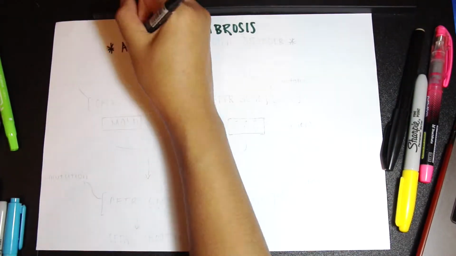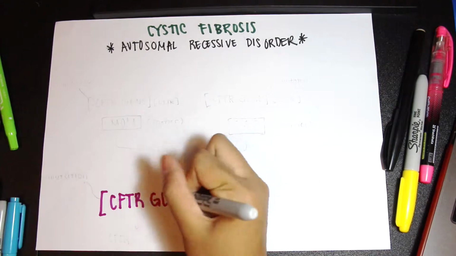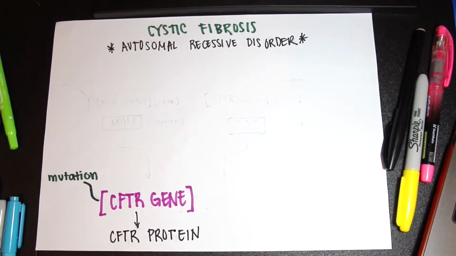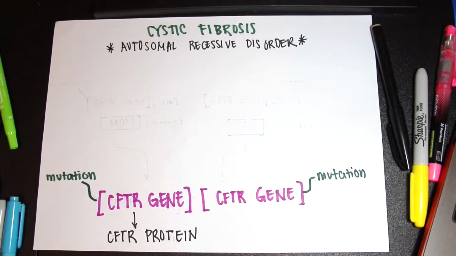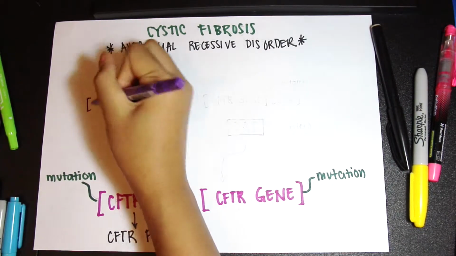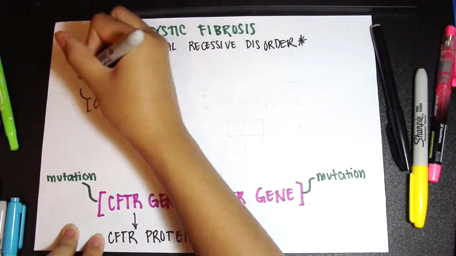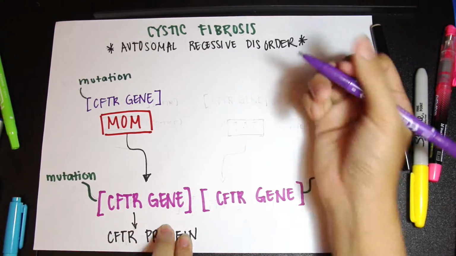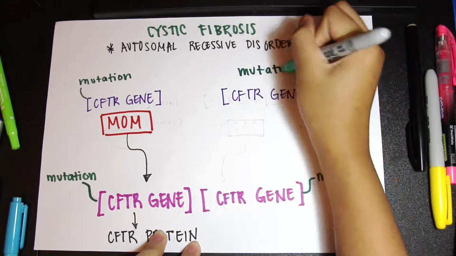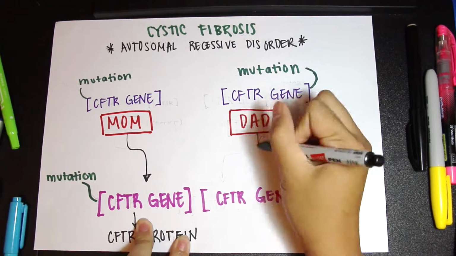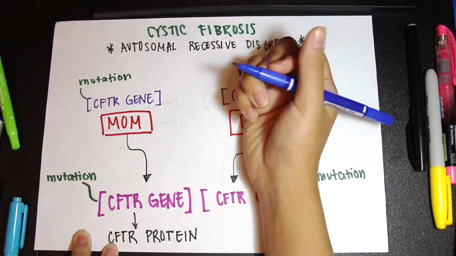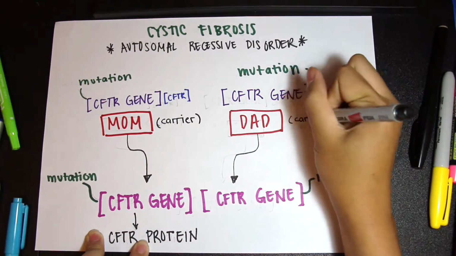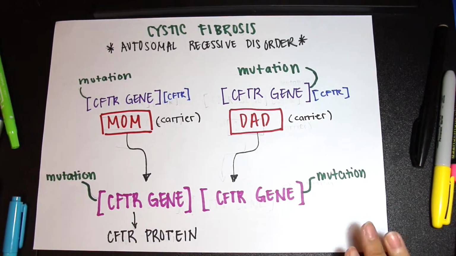CF is an autosomal recessive disorder involving the CFTR gene. It encodes the CFTR protein. CF develops when there's a mutation in a CFTR gene. But because it is autosomal recessive, you need to inherit two mutated CFTR genes, one from mom and one from dad. Now, if mom and dad both have a copy of the mutated gene and one normal gene, they're considered carriers, and they don't have the disease.